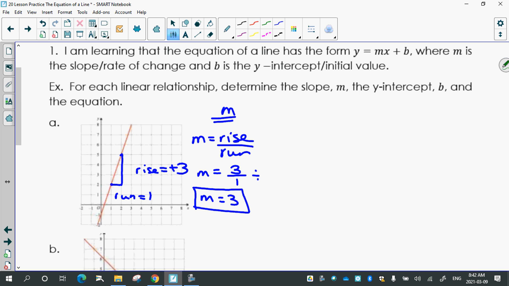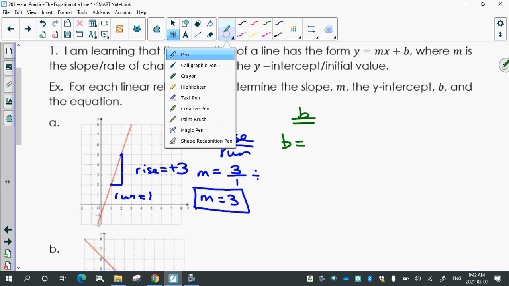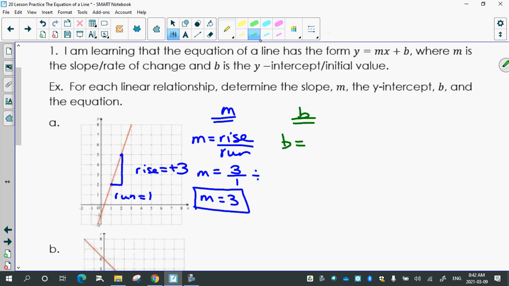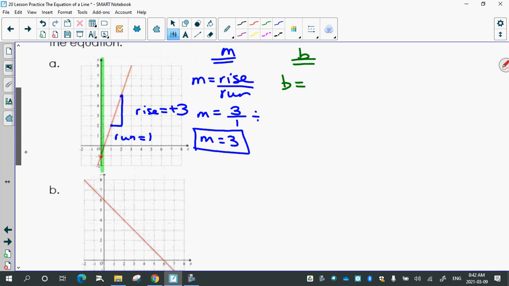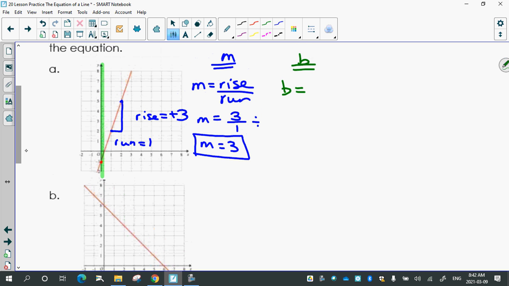Now we're going to find the initial value, b, or the y-intercept. So we're going to go along our y-axis, our vertical axis. And we're going to see, where does our line touch it? Where does our line touch the vertical axis? You see that it's at -1? Okay, so our initial value is -1.